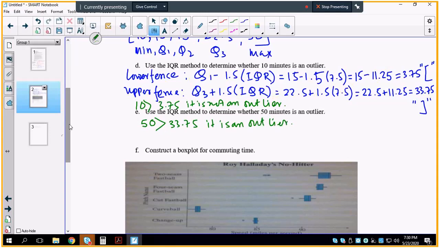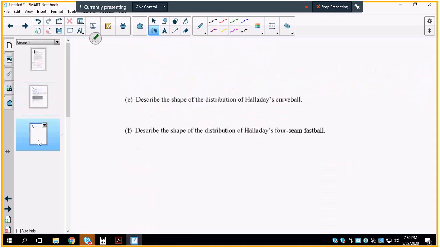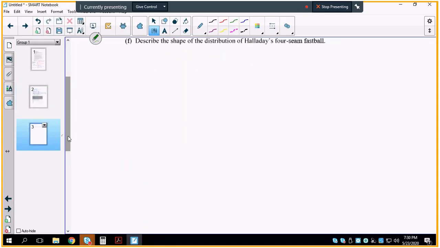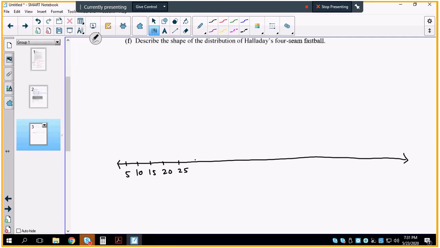And finally, use all this information to construct a box plot for commuting time. Because I don't have space here, I will actually go to the last page and draw the box plot there. So the process is, you will start by taking a large enough horizontal line that encompasses the entire range of data, 10 to 50. So I'm going to label them this way: 5, 10, 15, 20, 25, 30, 35, 40, 45, 50, and good enough.